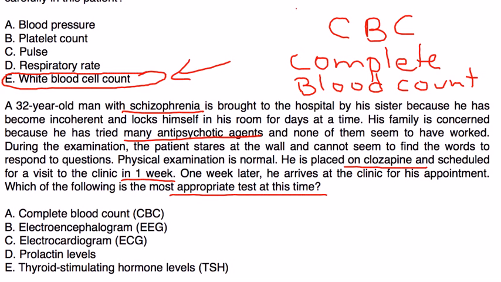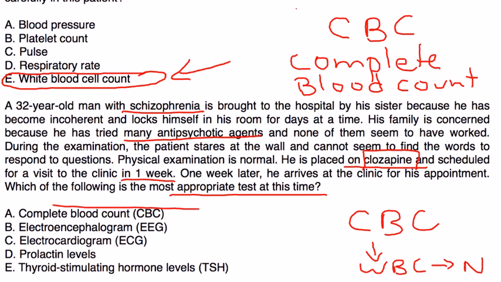Well, again, same kind of scenario. You would do a CBC, and that would show you the white blood cell count and should also show you the neutrophil count. And it would be important to monitor this because in a small percentage of people who are taking Clozapine, they can develop the side effect known as agranulocytosis, which refers to a decreased or lowered white blood cell count, and in particular a class of white blood cells known as neutrophils. So the answer here would be CBC.